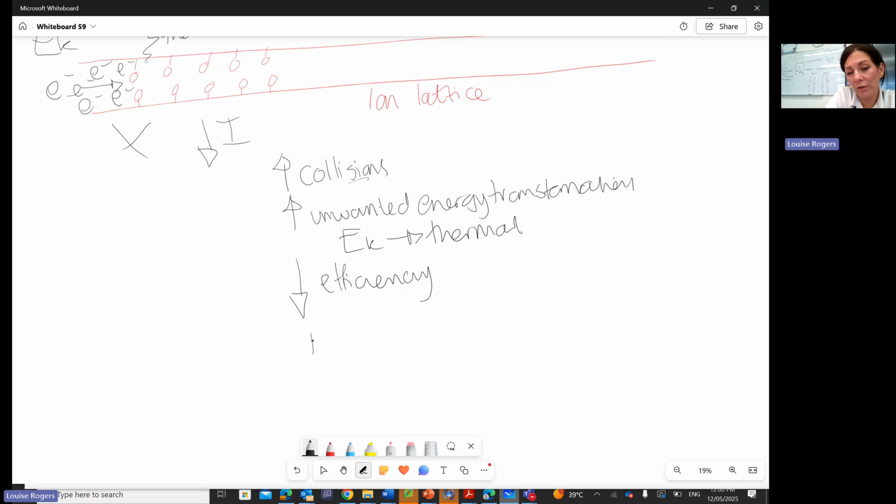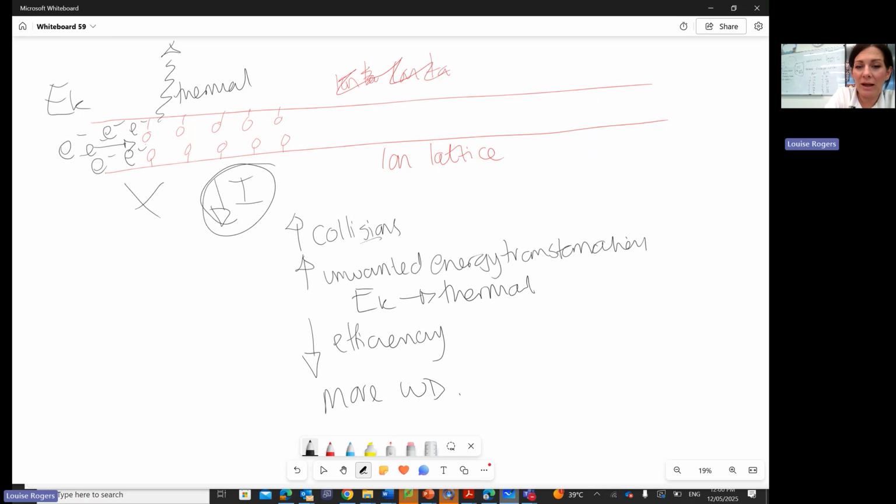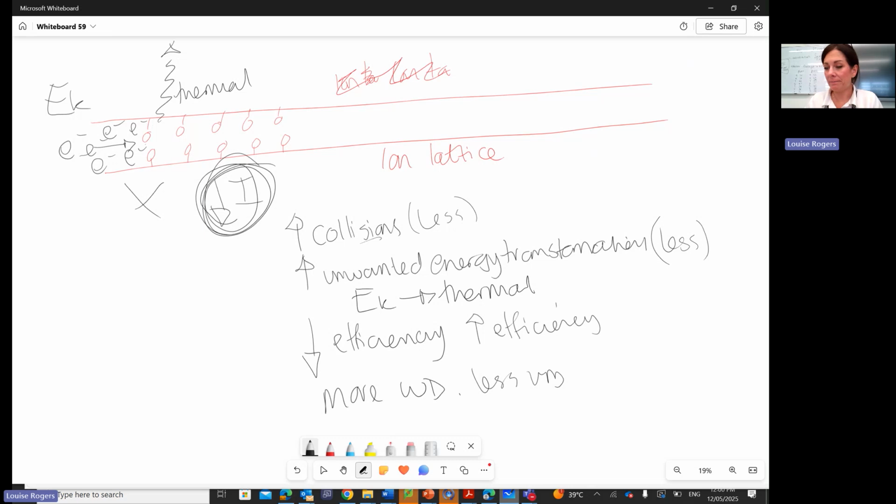Which means there's more work done. So what do we do? We reduce the current so that we have fewer collisions, so that we have fewer unwanted energy transformations, so that we have an increase in efficiency. And we want less work done. That will happen, guys, if we keep the current low as it travels through the wire. So that really is the national grid there. You can relate power to those as well.